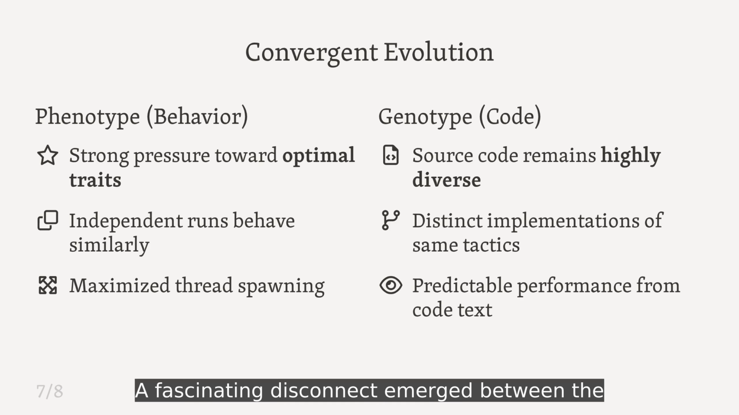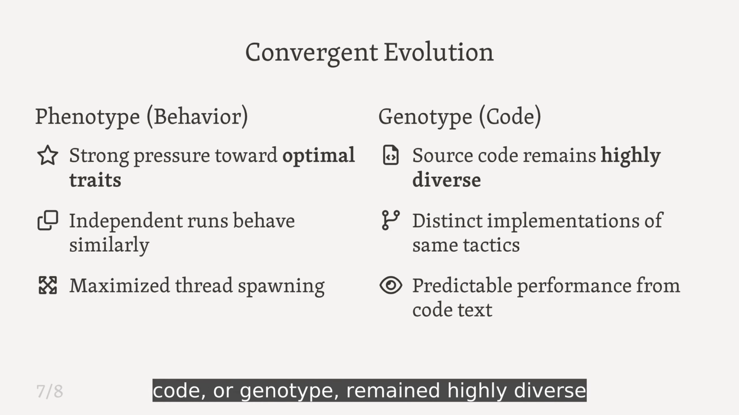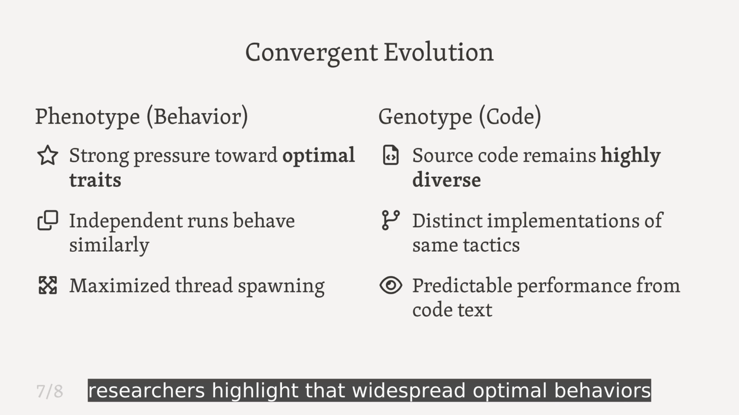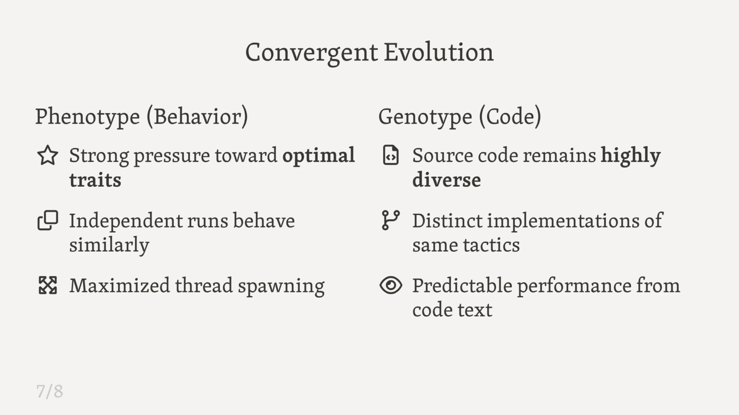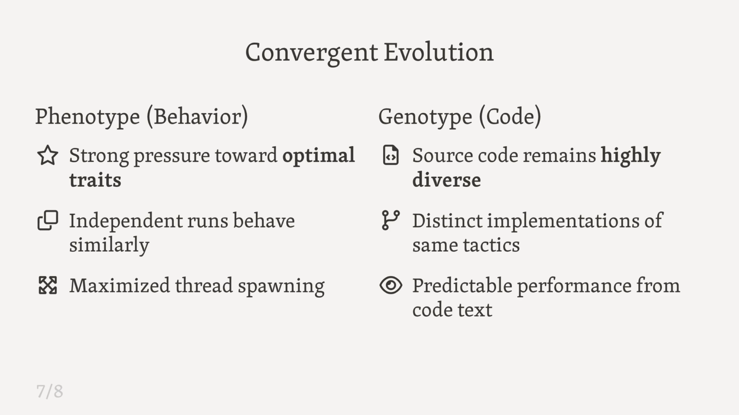A fascinating disconnect emerged between the code and its behavior, mirroring convergent evolution in biology. While the source code, or genotype, remained highly diverse across different runs, the phenotypic behavior converged on nearly identical survival strategies, such as aggressive thread spawning. The researchers highlight that widespread optimal behaviors surface, regardless of the distinct underlying code implementations.